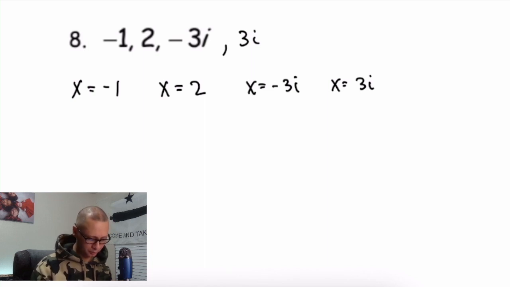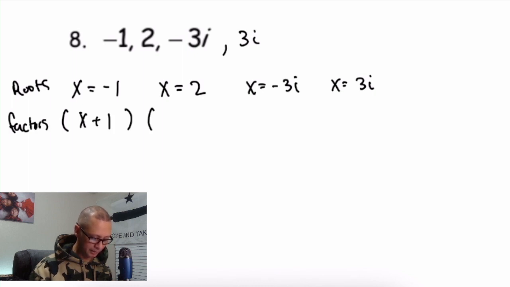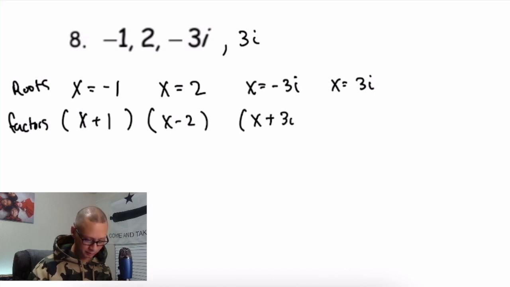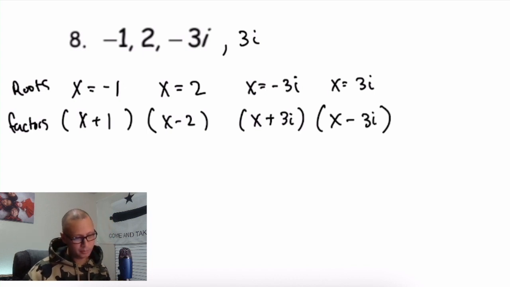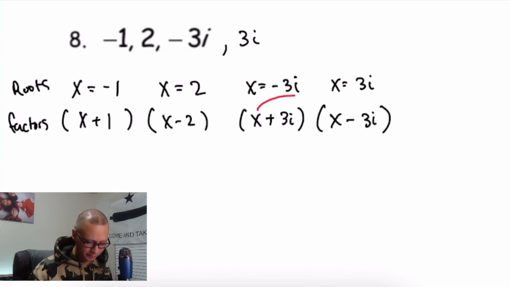And then I turn them into factors because they are roots, right? This is like roots and then factors. So x plus 1, you flip the sign, x minus 2, x plus 3i, x minus 3i. Okay, we can start wherever. I like to start with the complex numbers because they're conjugate pairs, right? They're identical, except for the sign are different. So first times first, last times last is all you need.